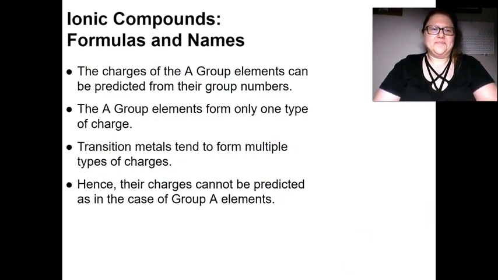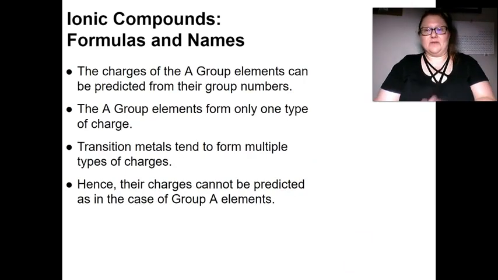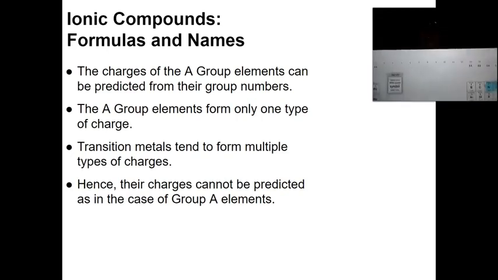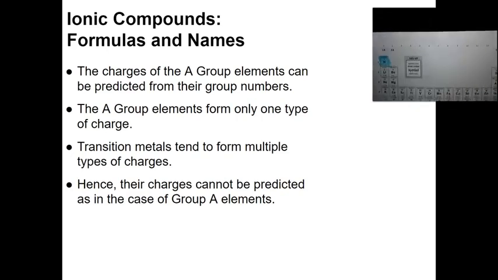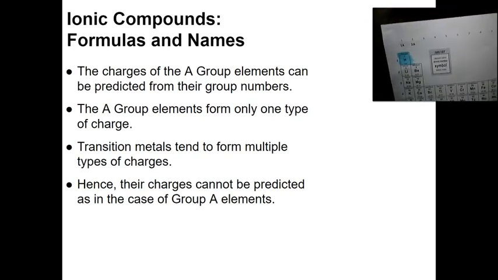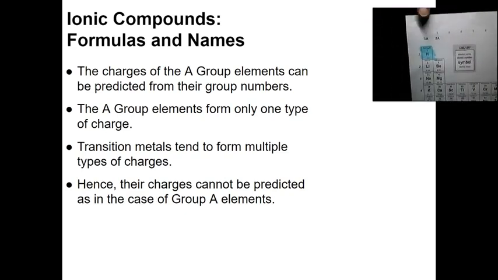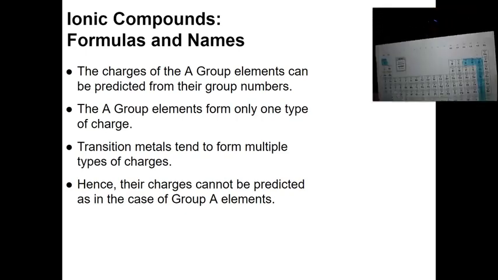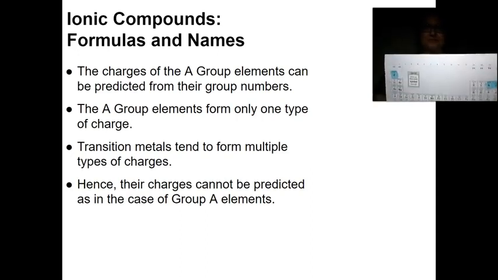So here we are. Formulas and names. Now we're going to get into naming. So remember we have the two different systems of naming. We have the one that just goes 1 to 18 straight across. However, I mentioned I like the older way, which is using 1A, 2A, 3A, all the way to 8A. And here's one of the reasons why.